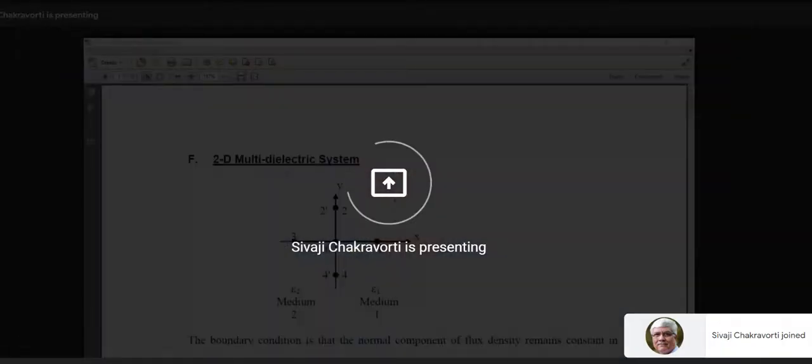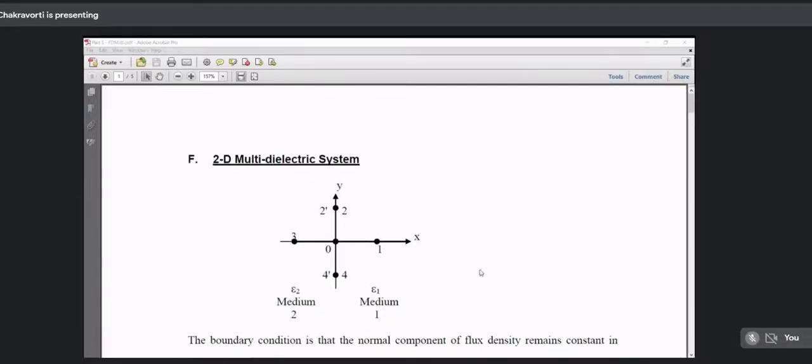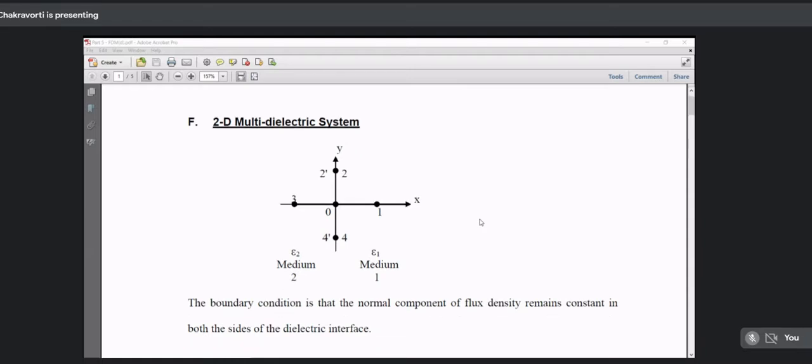So, a two-dimensional multi-dielectric system. Actually, I can go for any 3D axisymmetric system, but I'm not going into it. I'm just giving one example for your class that will be good for you. Now, what we do here, again, let me tell you that we have to do something very special.